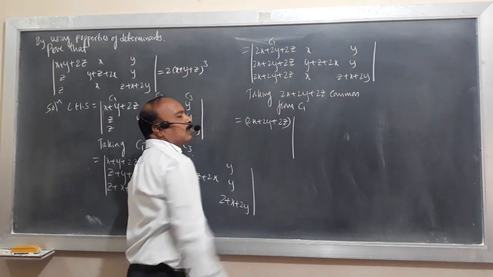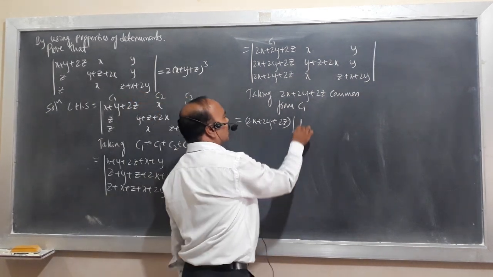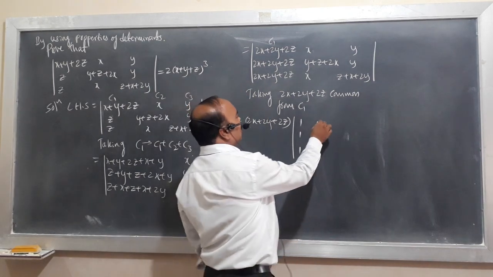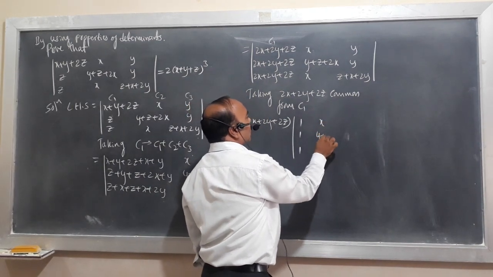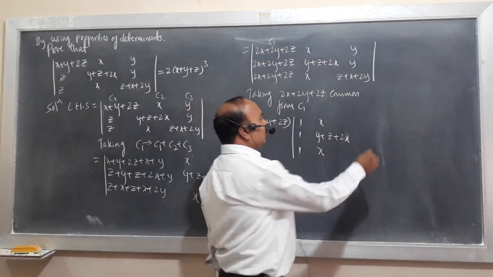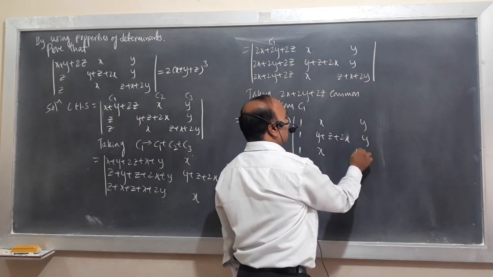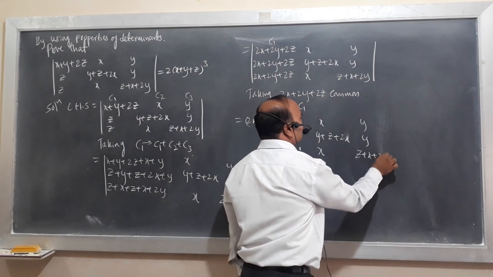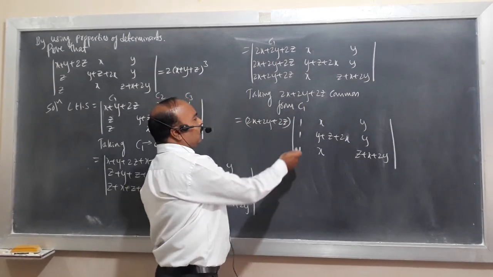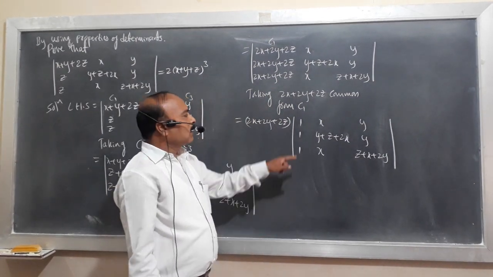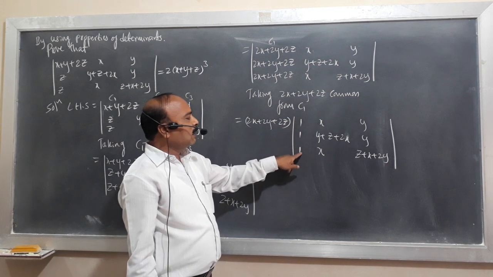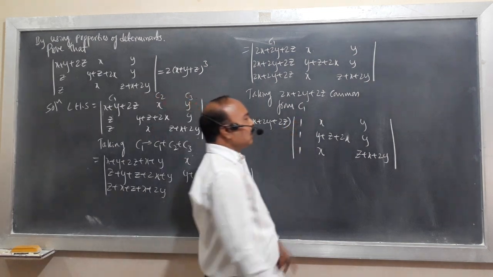Then we get the first column as 1, 1, 1 because we have taken it outside. Next the remaining columns as they are: x, y plus z plus 2x, x. Third column as it is: y, z plus x plus 2y. Now we try for 2 zeros here. It is possible if you take R2 with R1 and R3 with R1, that is subtraction.